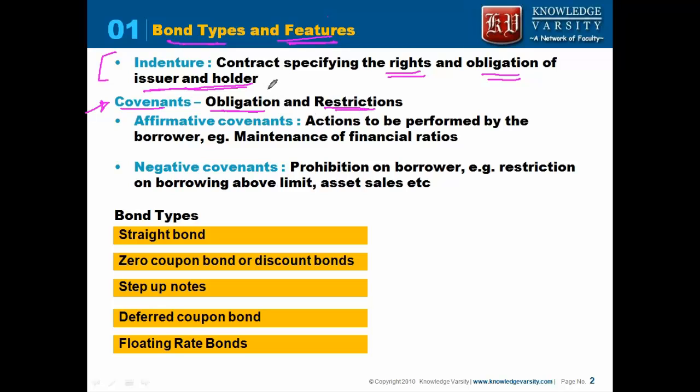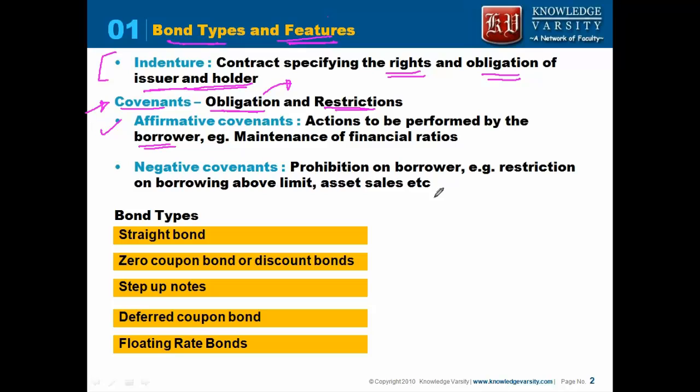When a covenant is an obligation, that means the bond issuer says that he will be doing this. Restrictions mean that he is restricted from doing this. As a result you have what are known as affirmative covenants. Affirmative covenants are the actions that the bond issuer says that he will perform.